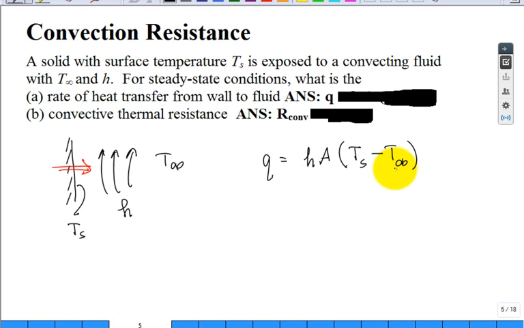Okay, I look at that equation. What is my thermal resistance for the convection? Just doing the same thing we did for conduction.